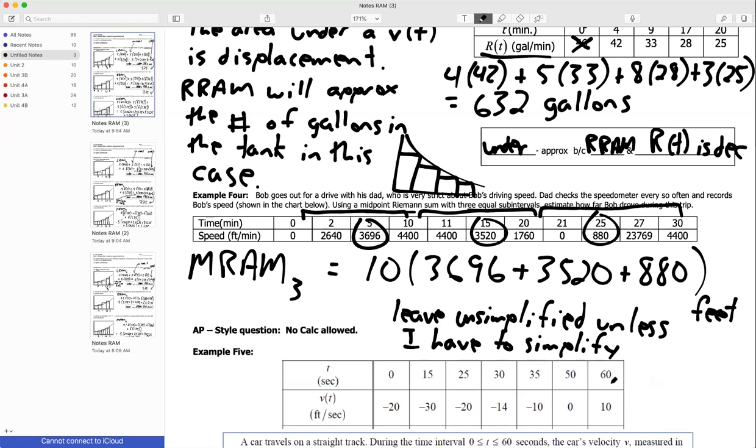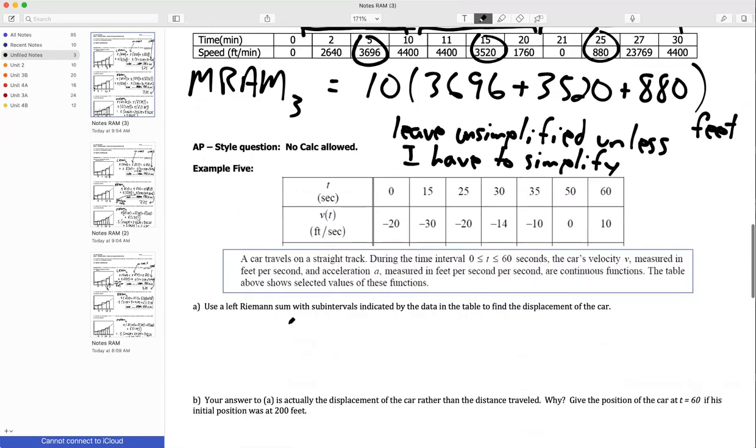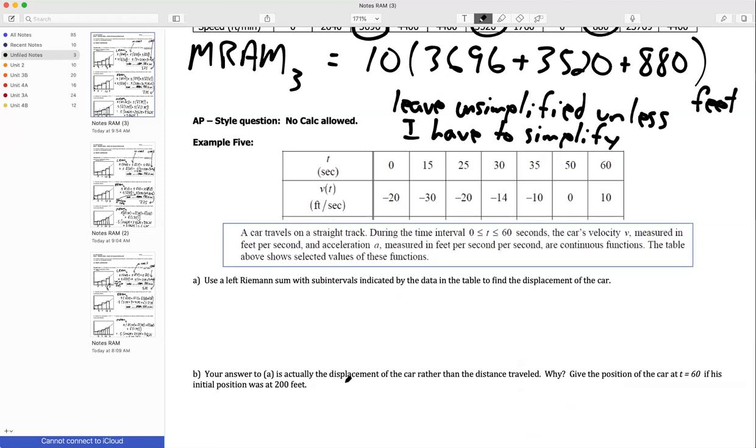Let's look at one more AP style question. No calc allowed, so put those calculators away. It says a car travels on a straight track during the time interval from 0 to 60. The velocity is measured in feet per second and the acceleration in feet per second squared, and they're both continuous functions. The table above shows selected values of these functions. Part A says use a left Riemann sum with subintervals indicated by the data in the table to find the displacement of the car.